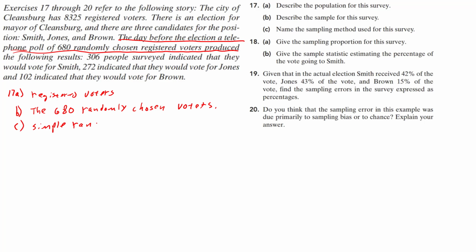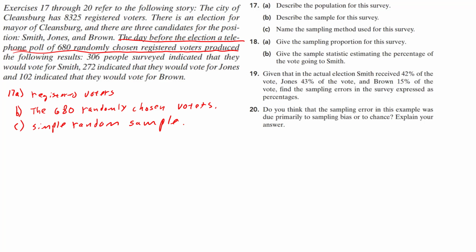306 people would vote for Smith, and there were 680 in total. Divided by 680, it gives us 45%. There is some bias in this, in that the only way you're going to be part of the sample is if you have a phone, and if you don't have a phone, you're out. But it does appear to be a simple random sample.